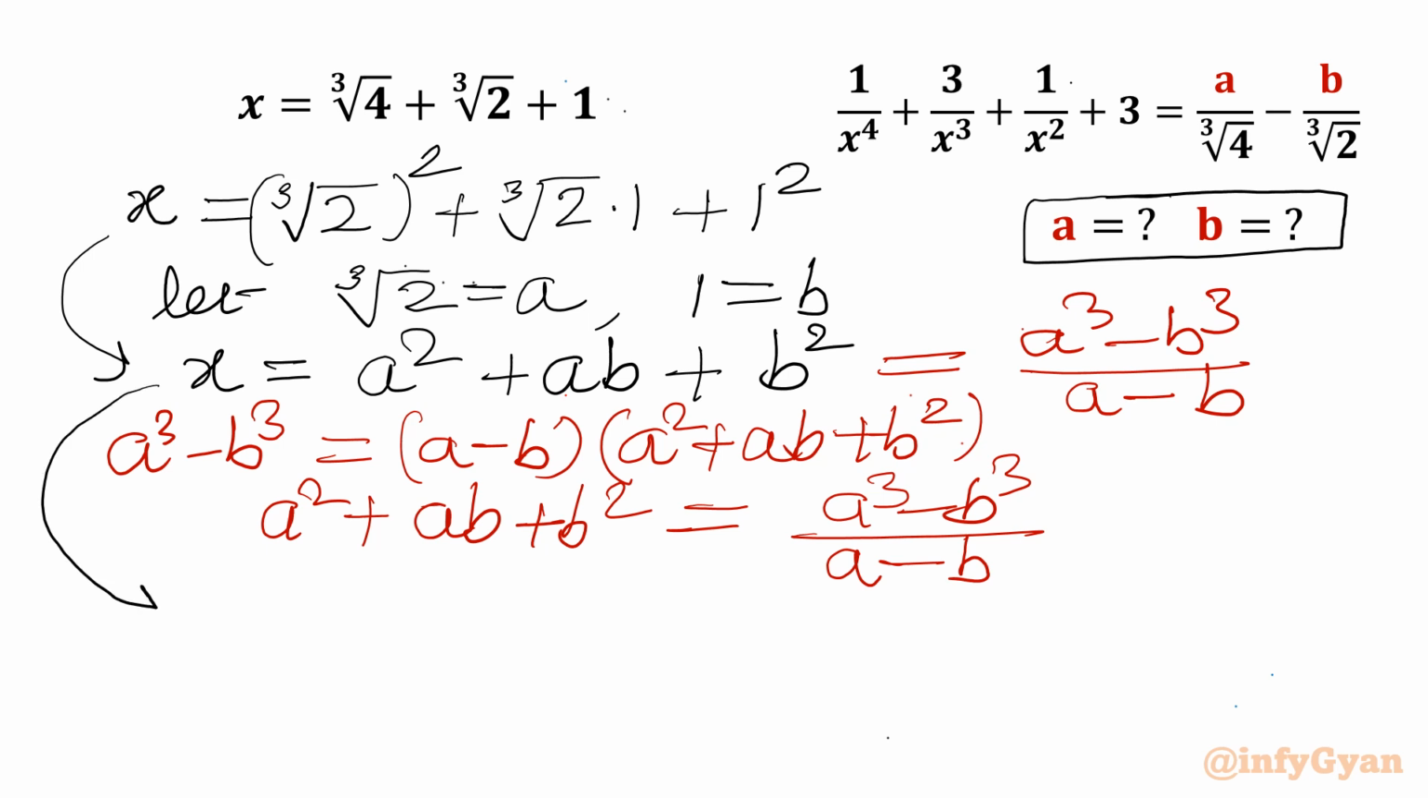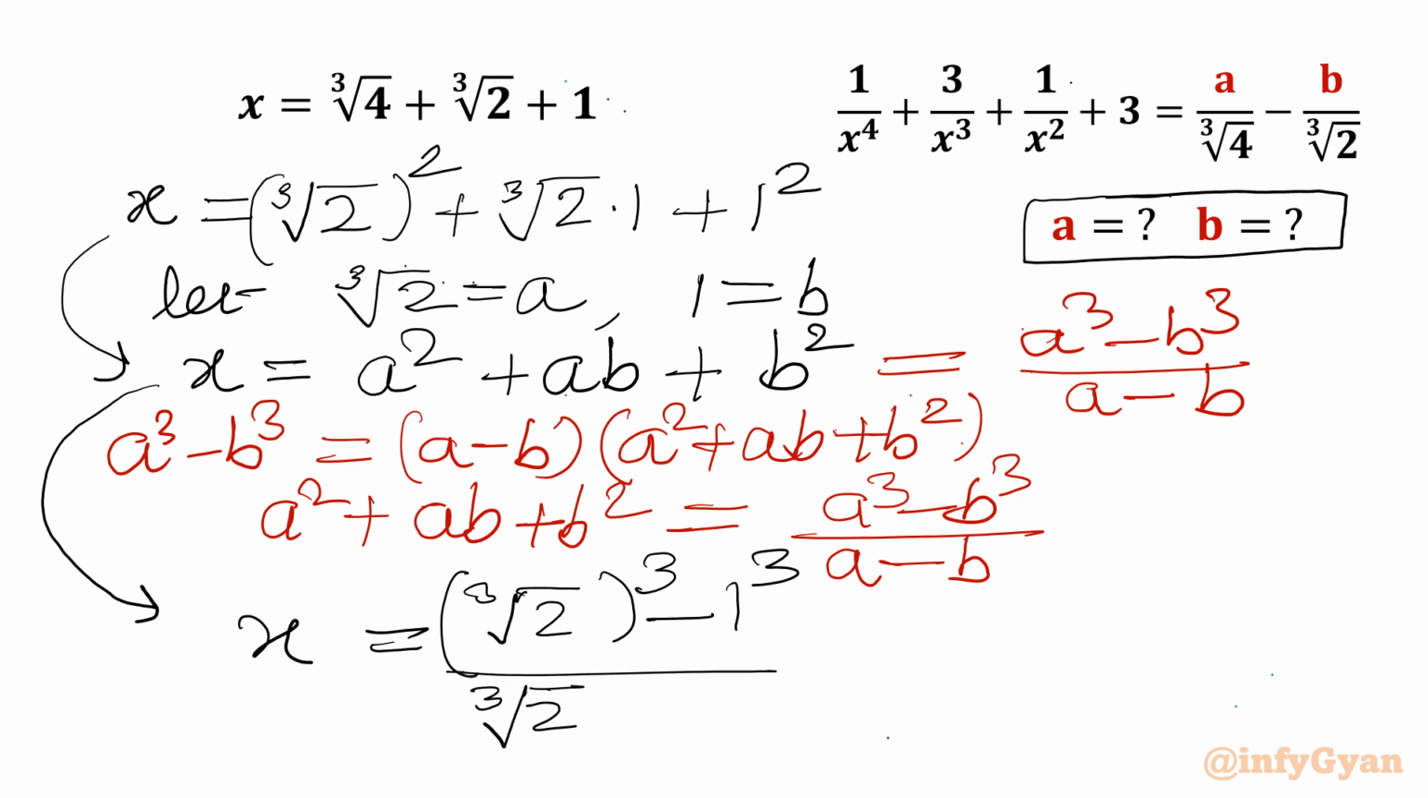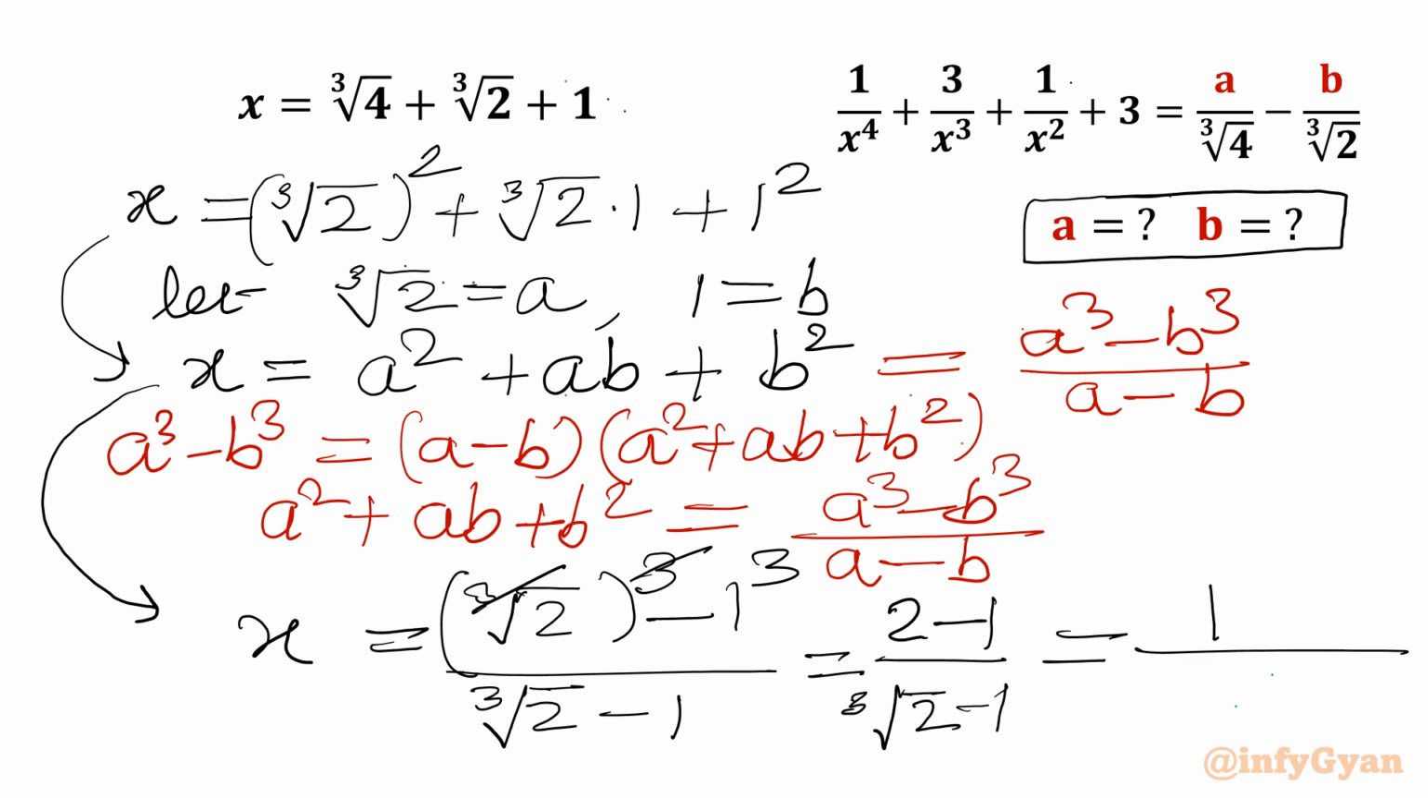So I can write x equal to cube root 2 whole cube minus 1 cube over cube root 2 minus 1. Now cube root and cube will be over. So I can write 2 minus 1 over cube root 2 minus 1, or we can write 1 over cube root 2 minus 1. Let me write here 1 over cube root 2 minus 1.